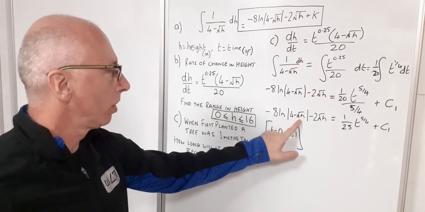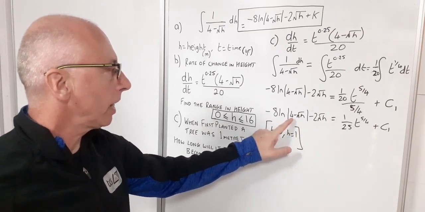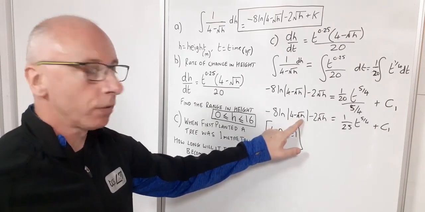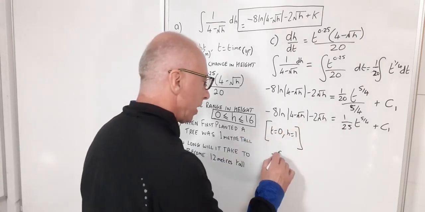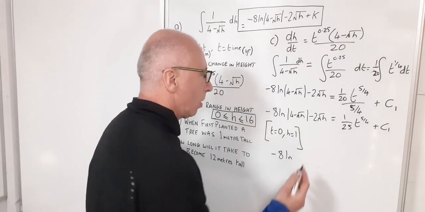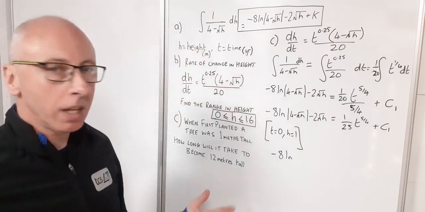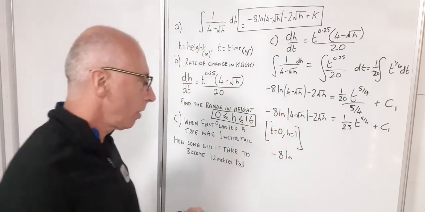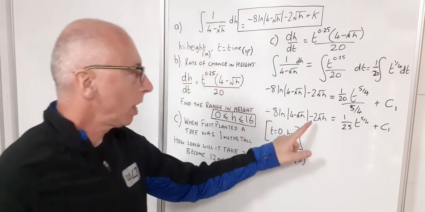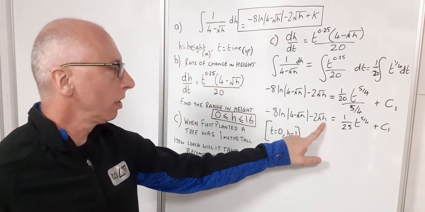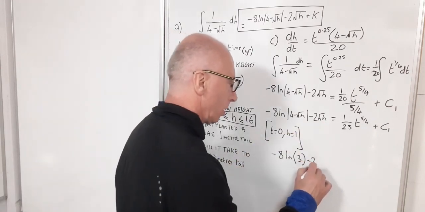So if h is 1, I've got minus 8 ln 4 minus square root of 1, which is going to give me 4 minus 1 is 3. So I've got minus 8 ln, well, if I've got 3, I don't need the absolute value, so I don't have to worry about that. So ln 3 minus 2 times square root of 1, so that's just going to be minus 2.